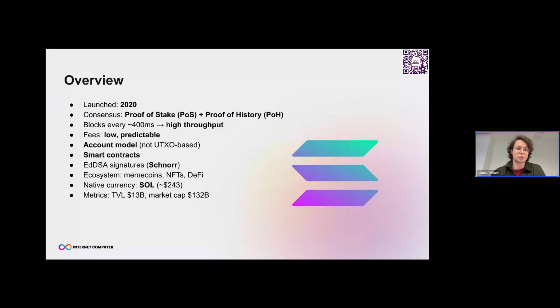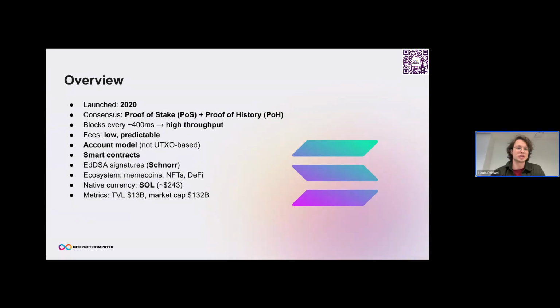It enables smart contracts. For signatures, it uses EDDSA, as I just mentioned, which is covered by Schnorr, as a Schnorr type of signature. And so I'll generally not mention EDDSA again today, but I'll talk about Schnorr since that's the name of the feature on the ICP.